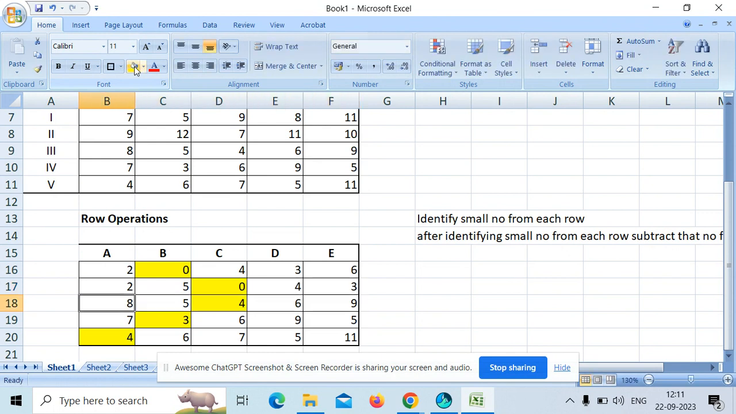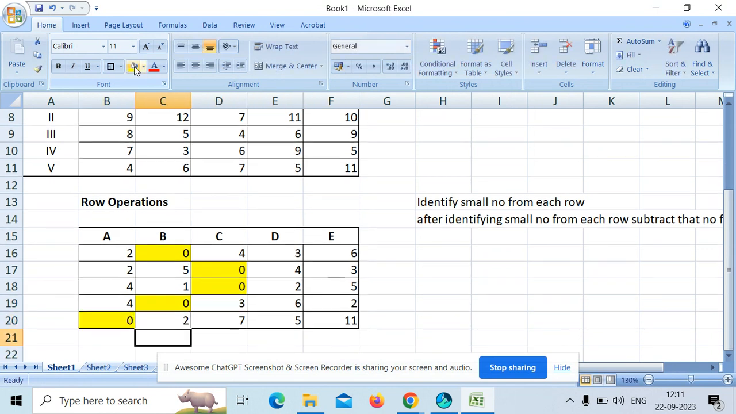Next row: 8 minus 4 is 4, 5 minus 1 is 4, 4 minus 4 is 0, 6 minus 4 is 2, 9 minus 4 is 5. Then 7 minus 3 is 4, 3 minus 3 is 0, 6 minus 3 is 3, 9 minus 3 is 6, 5 minus 3 is 2. Then 4 minus 4 is 0, 6 minus 4 is 2, 7 minus 4 is 3, 5 minus 4 is 1, 11 minus 4 is 7.